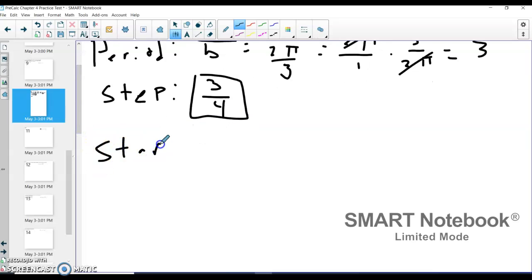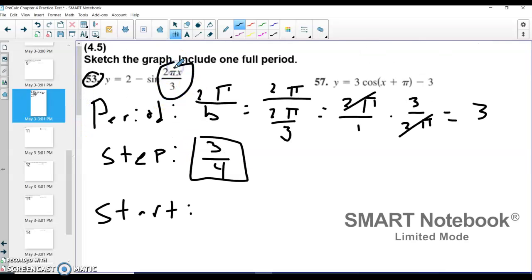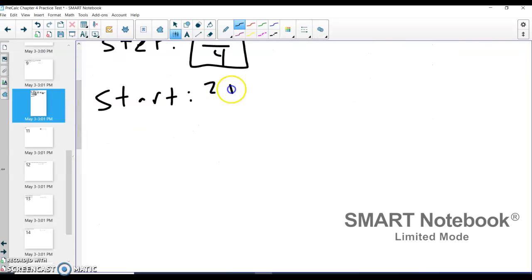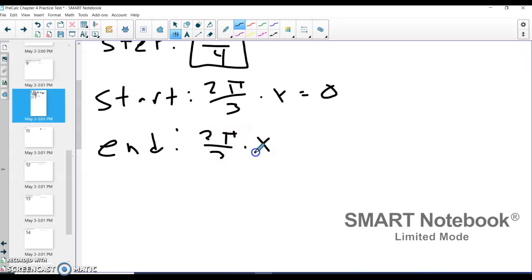To do that, for this sine function, I'm going to set the start equal to 0. So that's bx minus c equals 0, which is what we have here: 2 pi over 3 times x equals 0 for the start. For the end, same kind of thing, bx minus c equals 2 pi this time, because that's usually where we have the function end. So we do 2 pi over 3 times x equals 2 pi. Solving these, 0 divided by anything is going to be 0, so my start point is just x equals 0.